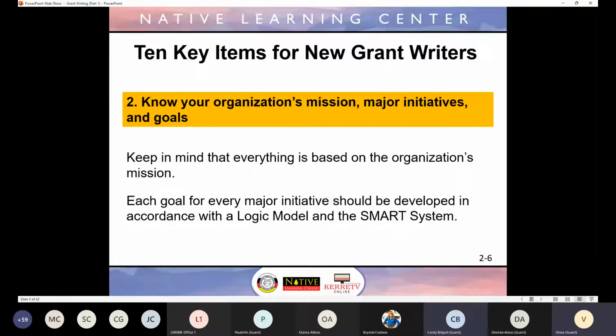And number two here is what I'm talking about. The orchestra conductor, the quarterback, the chef needs to understand the mission of the organization, whether it's a football team, whether it is an orchestra or a jazz band, whether it is a fine dining establishment. The conductor, the quarterback, and the chef need to understand what the organization's mission is.